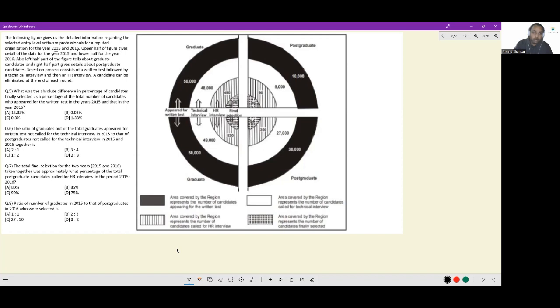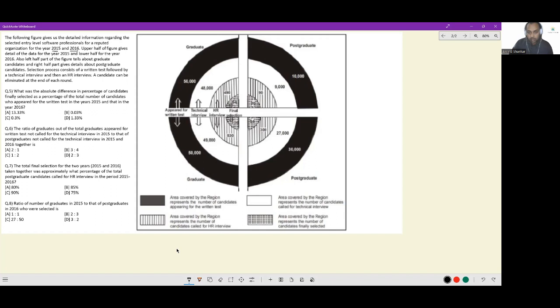Also, left part of the figure tells us about graduate candidates, and right part gives us details about postgraduate candidates. Selection process consists of a written test followed by a technical interview, then an HR interview. A candidate can be eliminated at the end of each round. So there are 3 rounds, and finally we have selected people.